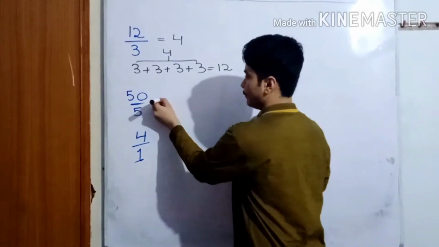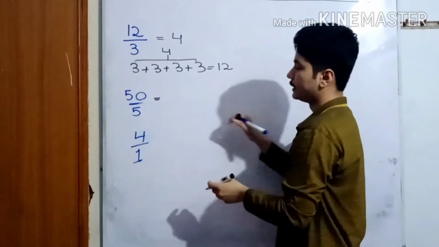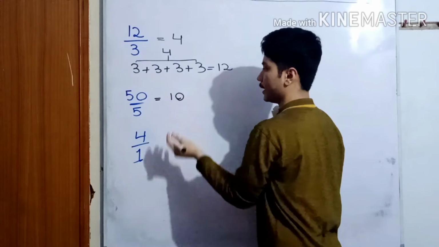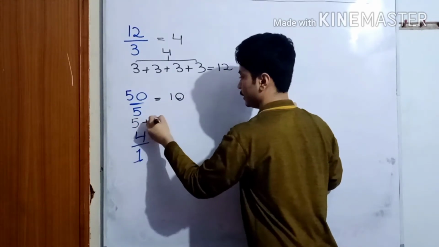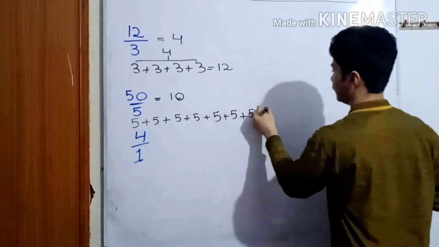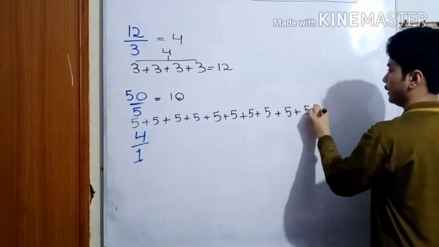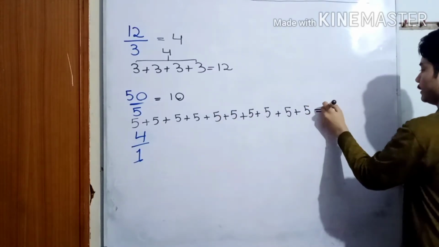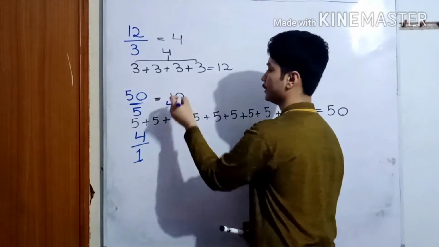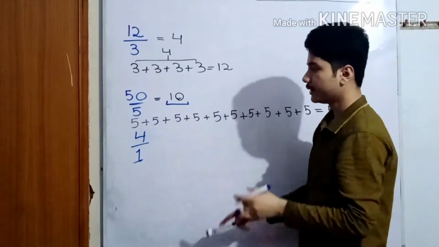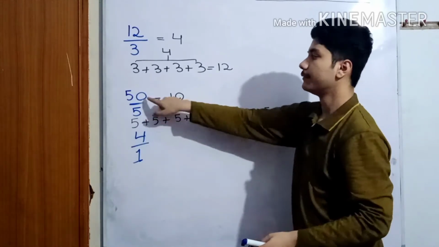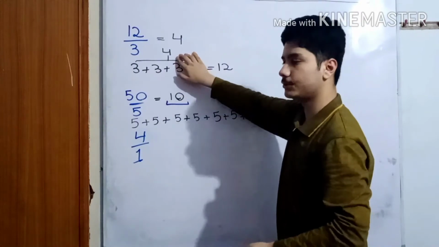In the second example, when you divide 50 by 5, the answer is 10. But why? Because when you add 5 ten times, you will get the number 50. So the 10 represents how many times you have to add the number in the denominator. There is a 5 in the denominator, so you have to add 5 ten times to get 50. You have to add 3 four times, so you get 12.